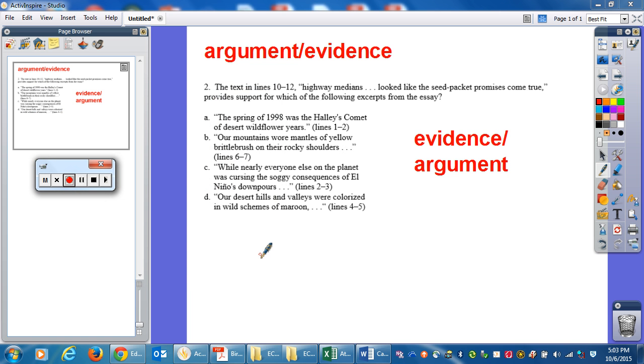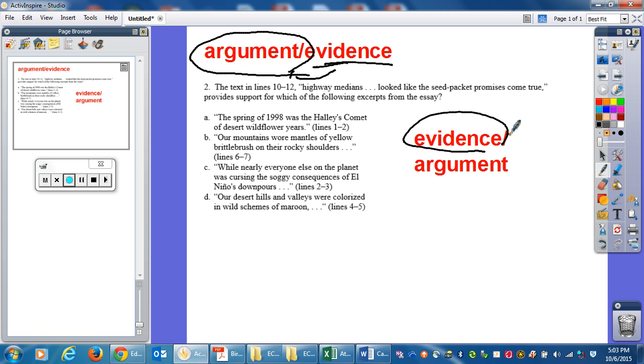All right, without fail, on the ECA, every single year, there's a question about argument and evidence relationships, or evidence and argument relationships. This is generally what happens in nonfiction, and that's the type of reading that we did for this. There will be a main argument that an author makes within a paragraph, and then there's evidence to support that. Or sometimes they start with the evidence and then they lead into the argument.